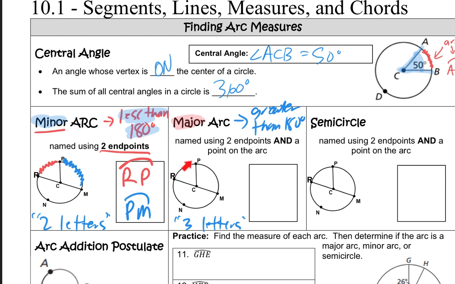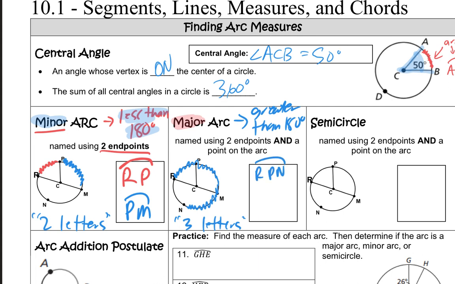So let's look. RP, that's smaller than 180, right? That is exactly 180, because halfway would be 180. So if we went from RP all the way over here to N, just imagine that, if I went all the way over here, that would be a major arc. And it says use 2 endpoints and a point on the arc. So I know it's going to be R and N on the outside, but I can call it RPN. So I can say RPN.